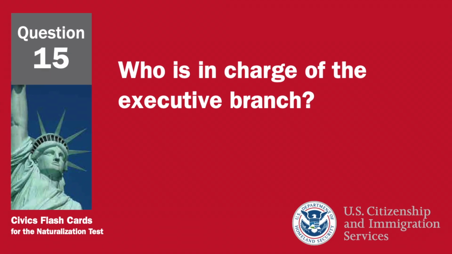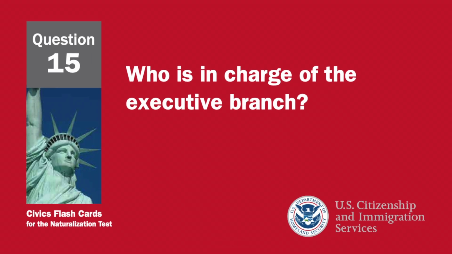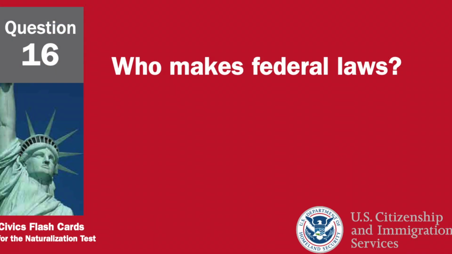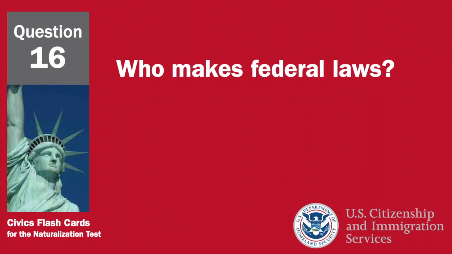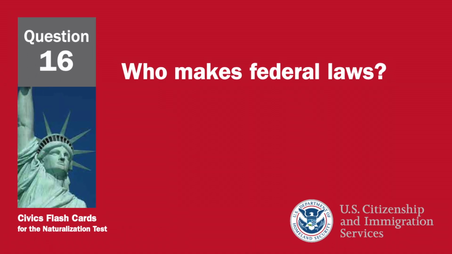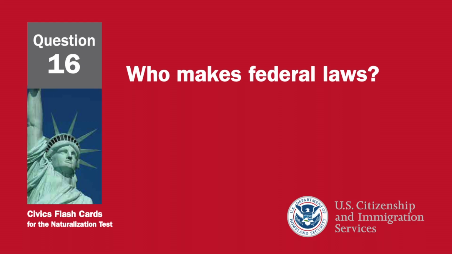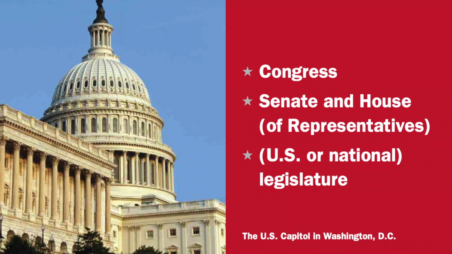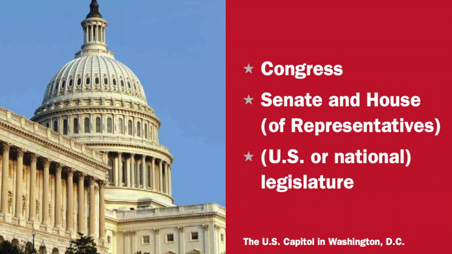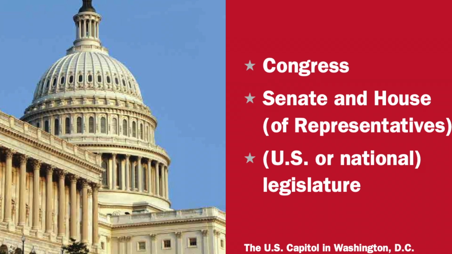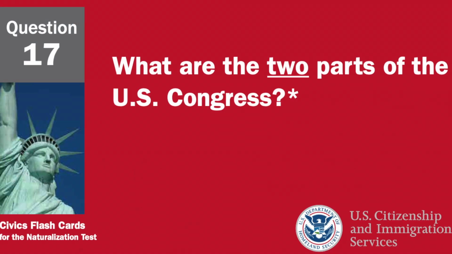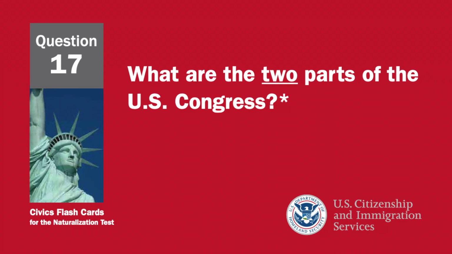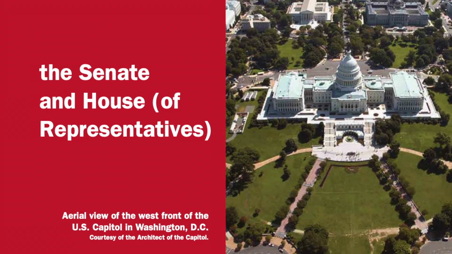Who is in charge of the executive branch? The President. Who makes federal laws? Congress. Senate and House of Representatives. U.S. or national legislature. What are the two parts of the U.S. Congress? The Senate and House of Representatives.